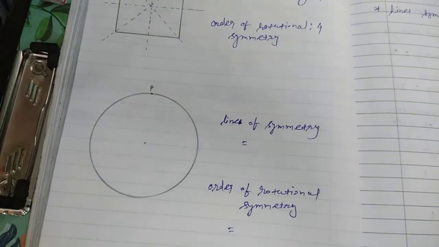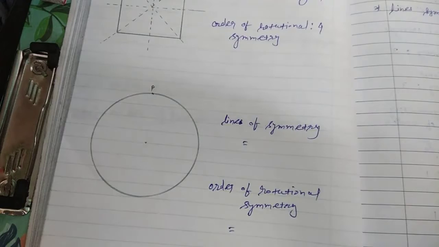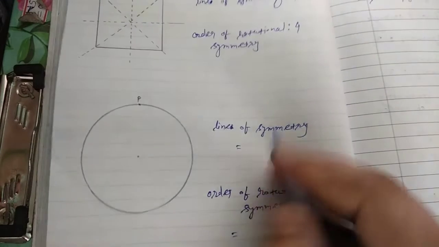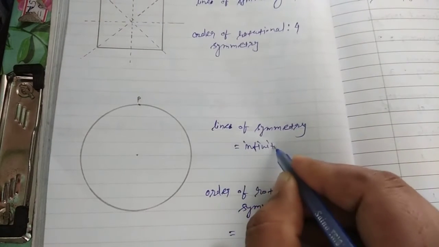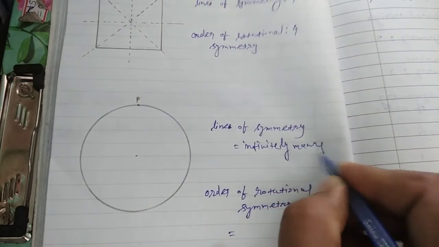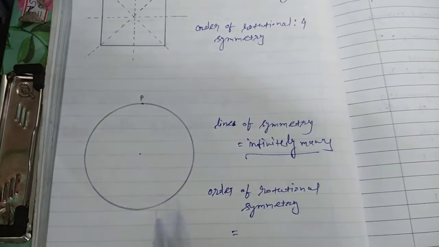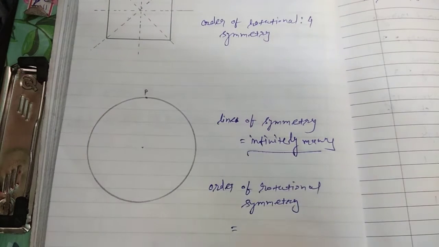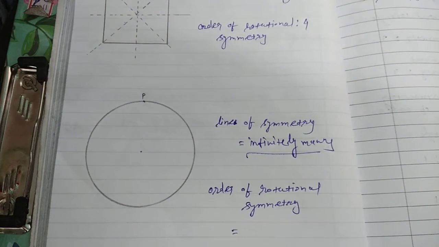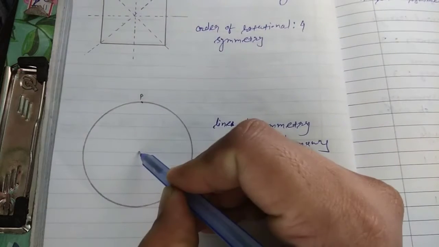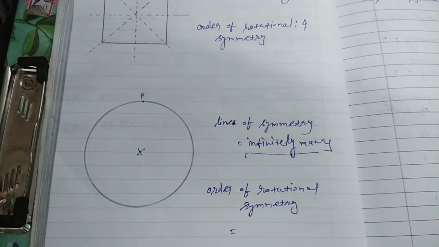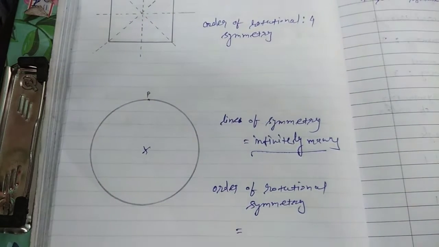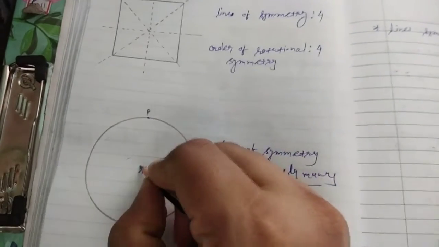Next we will see a circle. Already we have learned that the lines of symmetry for a circle are infinitely many. Now what is the order of rotational symmetry for a circle? For example, in a circle, how many points are there? Infinitely many. If I take point P, and this is the center of rotation. This is the center of rotation.